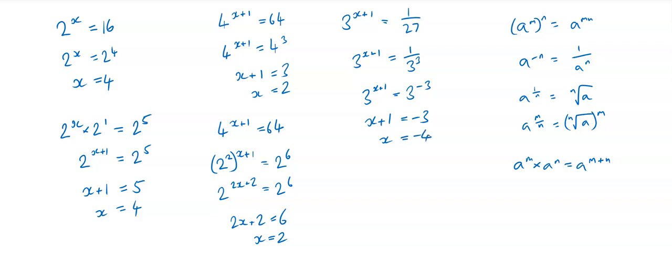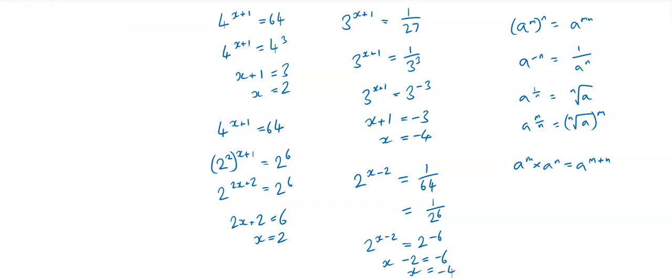I should have said, by the way, pause the video each time I write a question and try it yourself if you feel confident. Let's say 2 to the x minus 2 equals 1 over 64. Well, 1 over 64 is 1 over 2 to the power of 6, which is 2 to the minus 6. So we have 2 to the x minus 2 equals 2 to the minus 6. So x minus 2 equals minus 6, x equals minus 4.